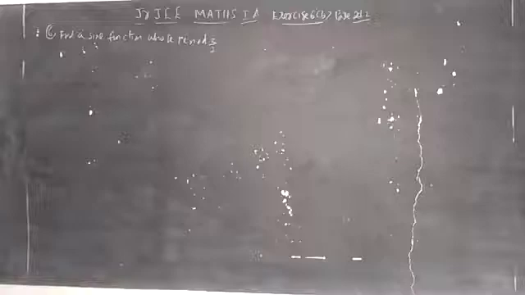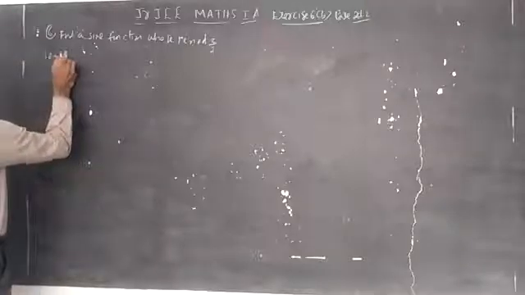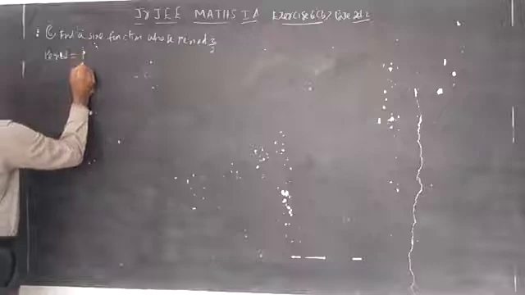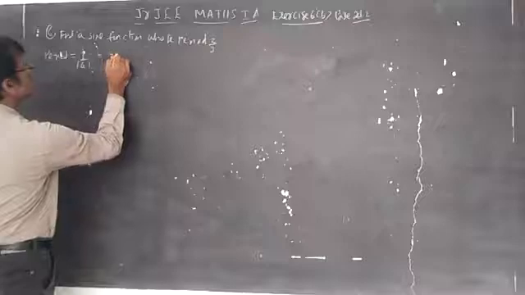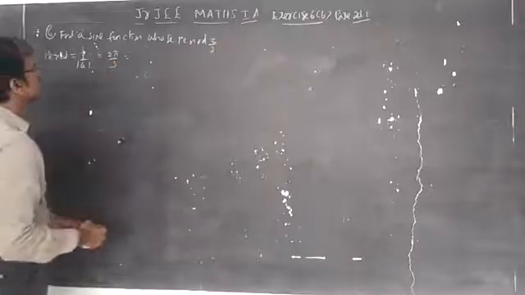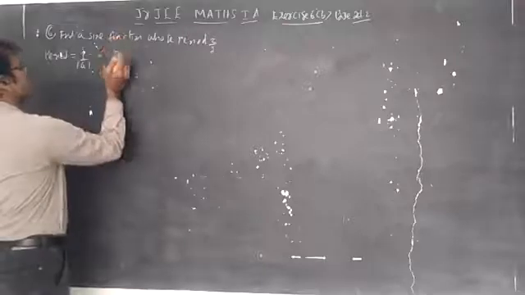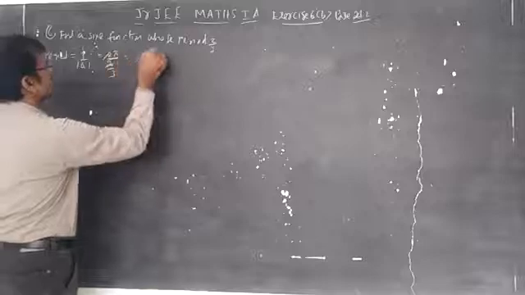So we need to calculate the periodic function. Find a sine function with period 2 by 3. Period is equal to p by mod a, I am writing. So p means here 2 pi by 3. Now you write 2 pi by 2 by 3, the 2 gets cancelled. It becomes 3 pi.